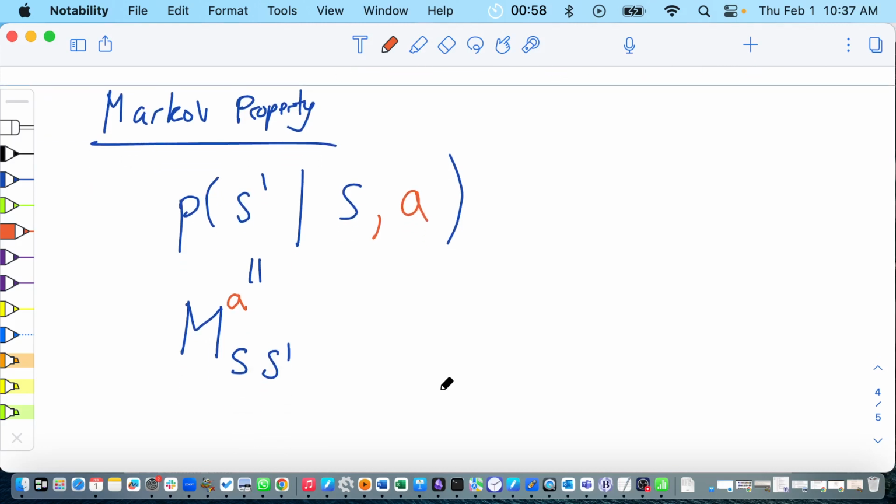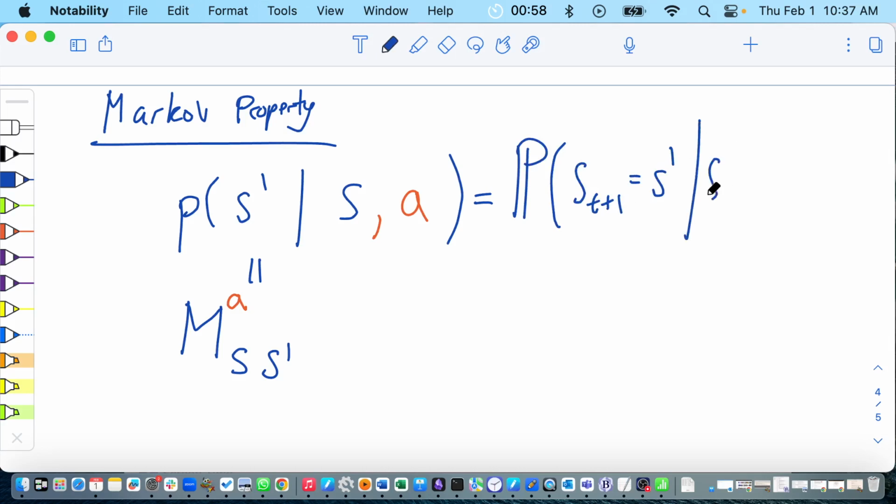But in a Markov decision process, for every action A, there's a different transition matrix. And so basically, by choosing the action A, you can choose the rules of how things are going to evolve. And this is equal to the probability that S_{t+1} equals S prime, given S_t equals S, and A_t equals A. So the new part is the part that's in orange. You get to choose some action A, and the distribution of things that happen depends on A.